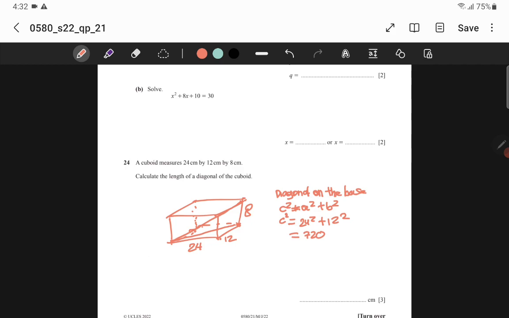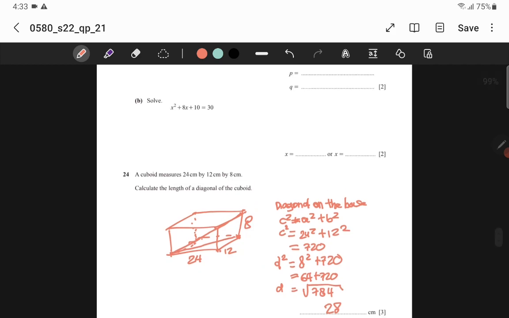And then after that I have another one. So again, using the Pythagoras, the diagonal squared will be equal to 8 squared plus 720. So it will be 64 plus 720, and then the diagonal will be square root of 784, which is equal to 28. Okay, the next one.